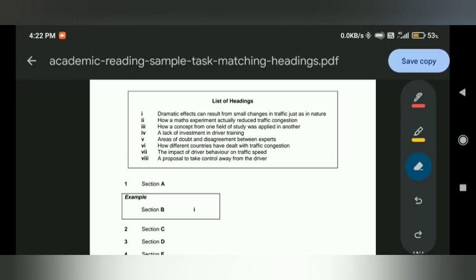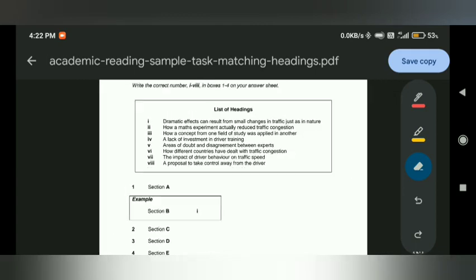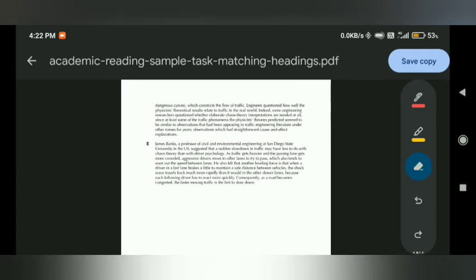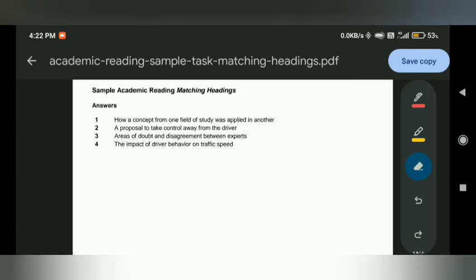So we have read this option. Option number fifth is correct, as they have told areas of doubt and disagreement between experts, engineers and physicists. So this is the correct option for this paragraph. So yes, the answer is correct: area of doubt and disagreement between experts.